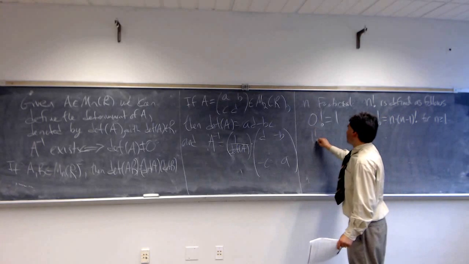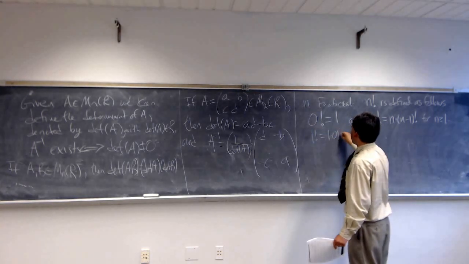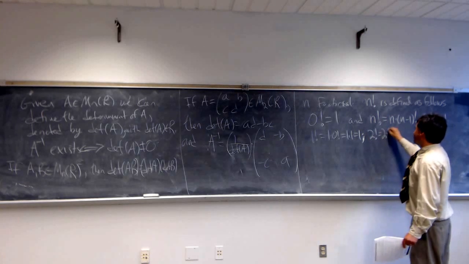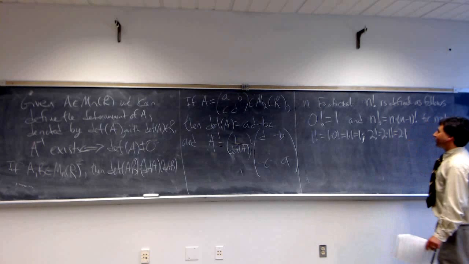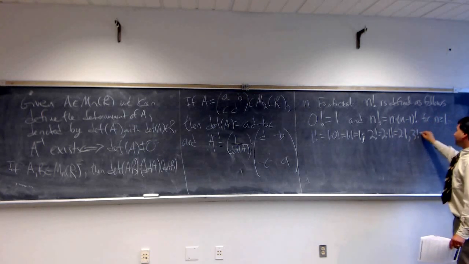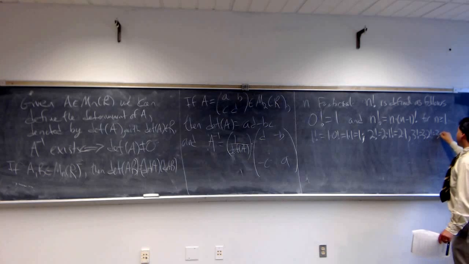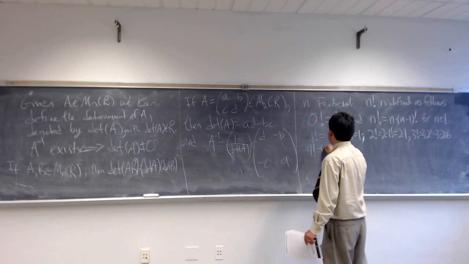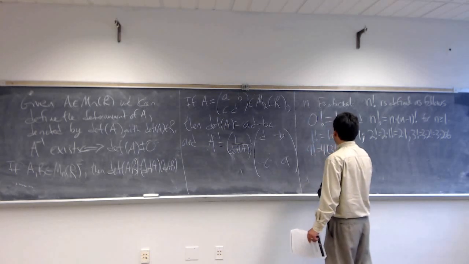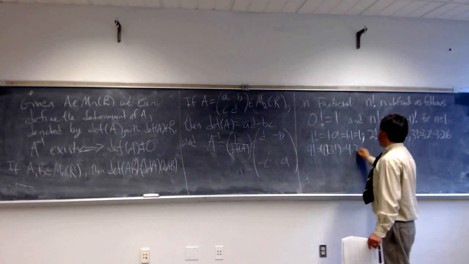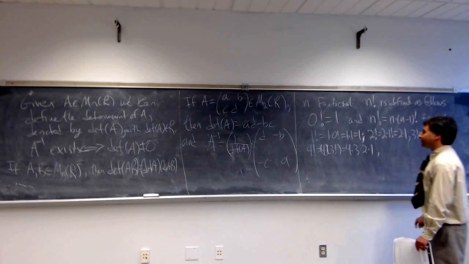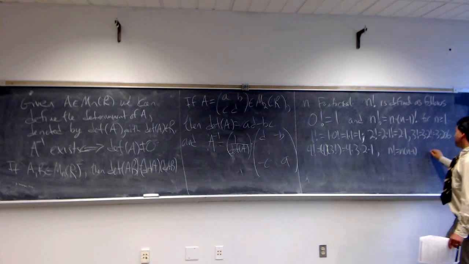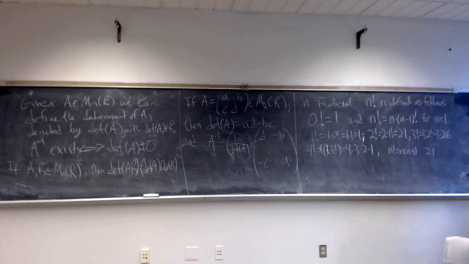So 1 factorial is just 1 times 0 factorial, which is 1. 2 factorial is 2 times 1 factorial, or just 2 times 1. 3 factorial is 3 times 2 factorial, or 3 times 2, which is 6. 4 factorial is 4 times 3 factorial, which is 4 times 3 times 2 times 1, etc. So you think of n factorial as just n times n minus 1, all the way down to 1.